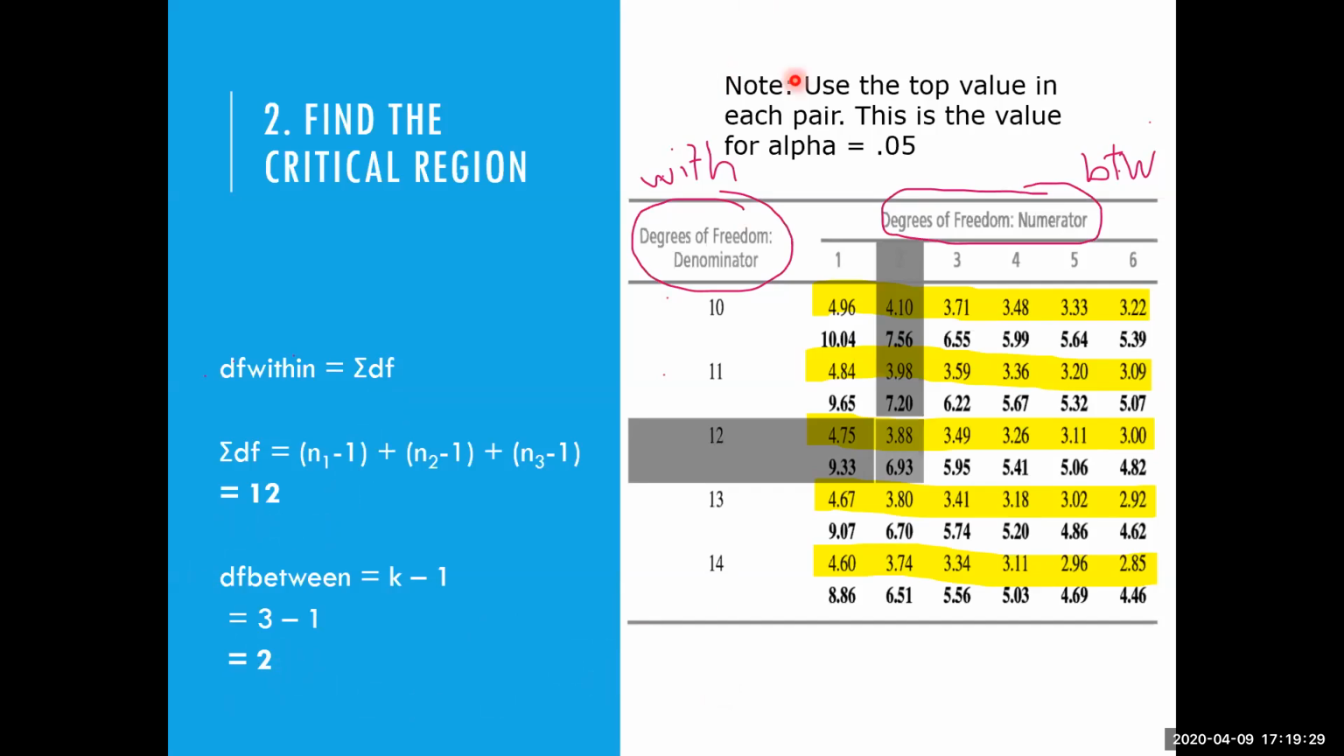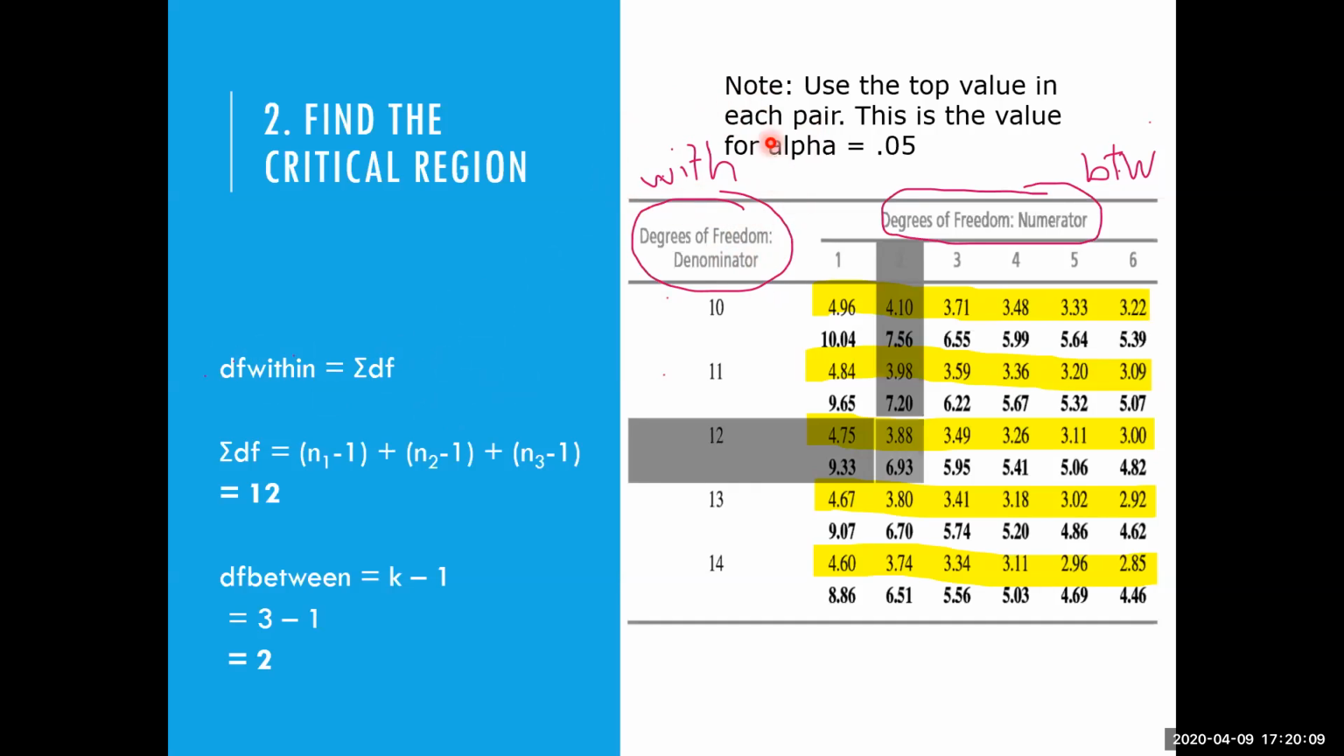Our F table will always be set at alpha 0.05. And here's the thing with the F table. You'll notice that degrees of freedom go on the left side of the table, right? They're listed there. And then on the first row, we have degrees of freedom in the numerator, and here we have degrees of freedom in the denominator. So what does that mean? Well, degrees of freedom in the denominator is going to be the within degrees of freedom value, because the denominator is always the same as within group differences.